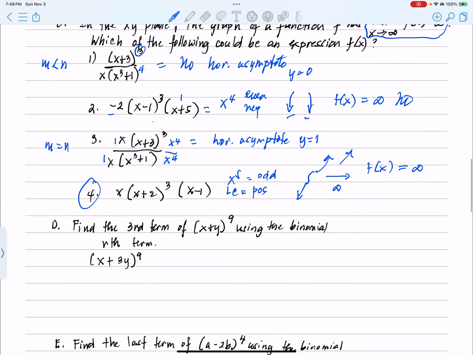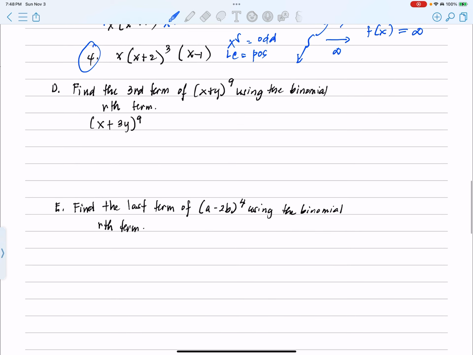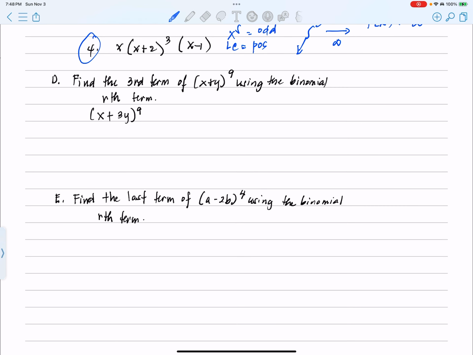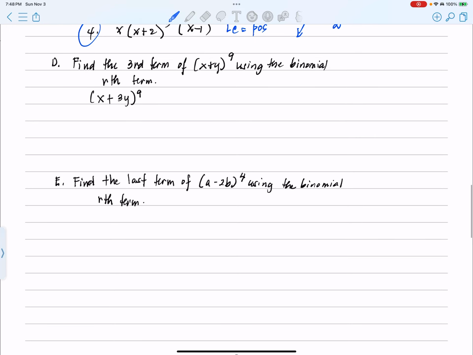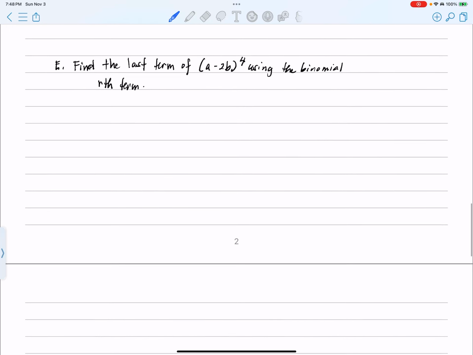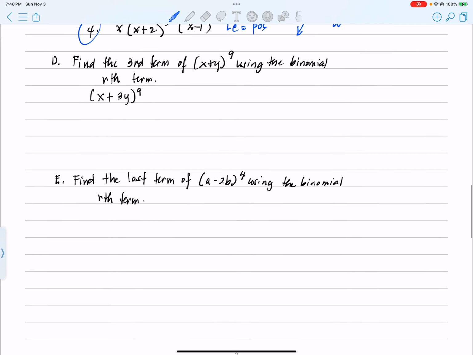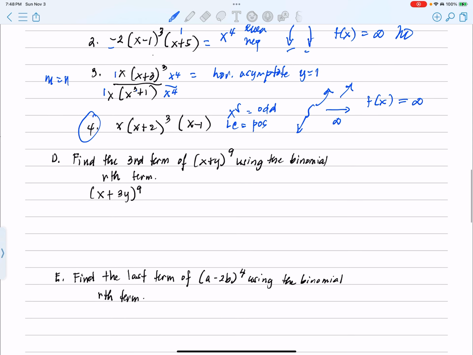Okay. Find the last term of a minus 2b to the fourth power. Last term. So how are we going to write this last? Okay, we still have one. Find the third term of x plus y to the 9.